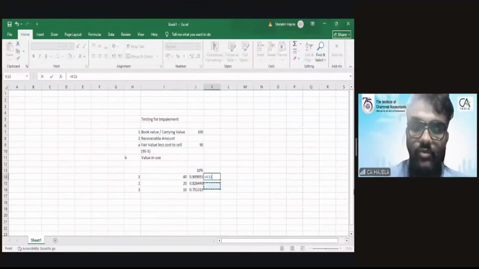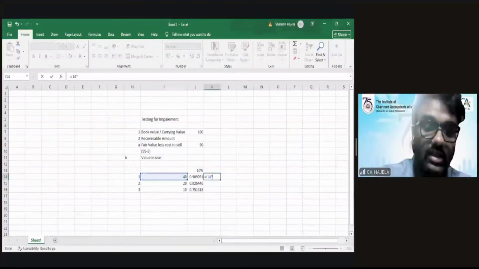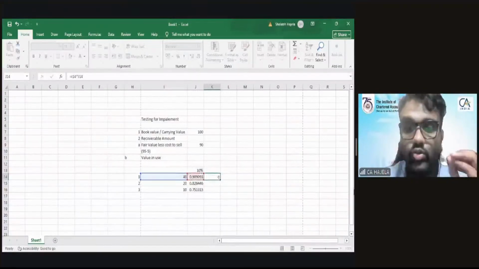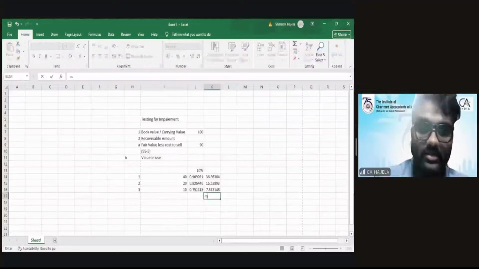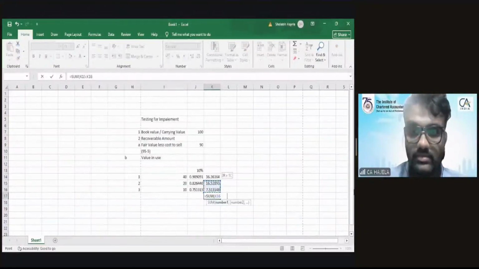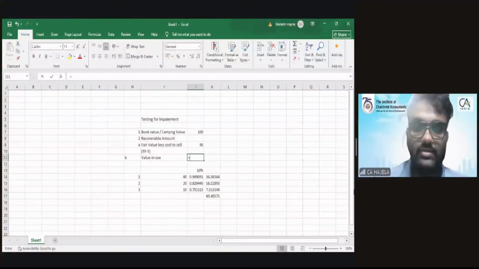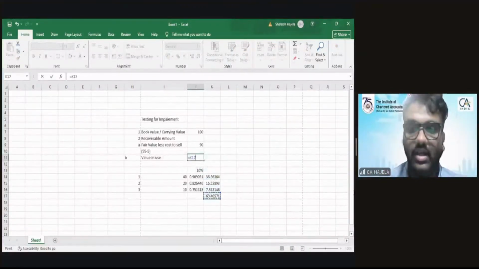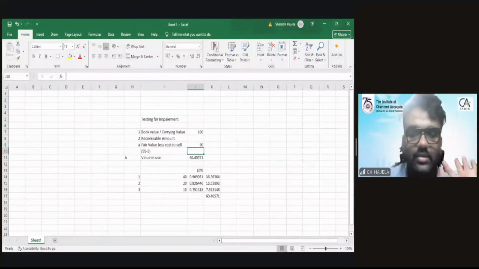Present value निकाली भाई. What am I calculating? I am calculating value in use. कि इस business, इस asset को use करके what is the amount of revenue or what is the amount of benefit that I am generating. Sum कर दिया. 60 आ रहा है value in use, 60.45 in our example.